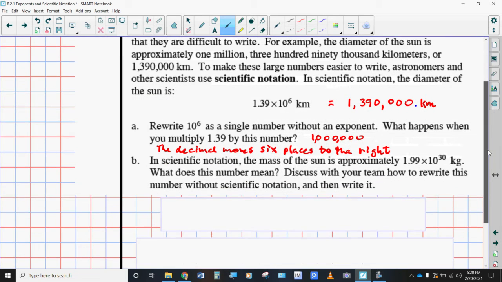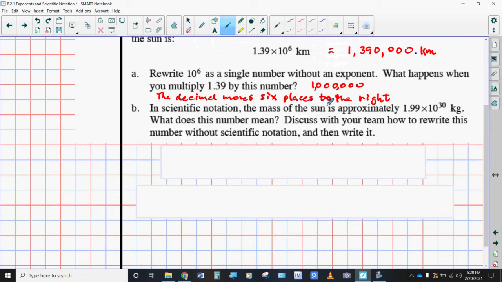So in scientific notation, the mass of the sun, how much it weighs, is 1.99 times 10 to the 30th kilograms. What does this number mean? Okay, it says discuss with your team, but just think about how to write this number without using scientific notation. What would you do? And then what would that number look like? Write out this number in standard notation. Okay, go ahead and pause and take care of that. When you unpause, I will reveal.